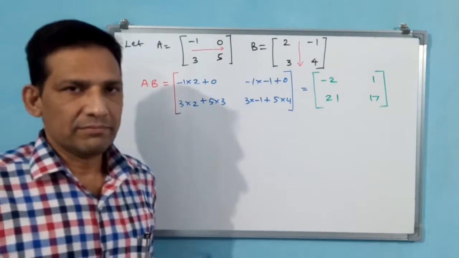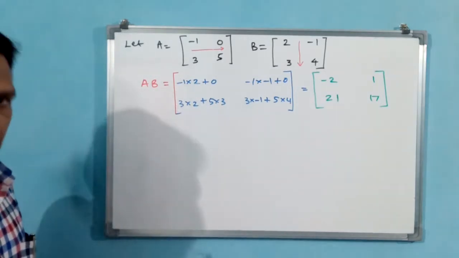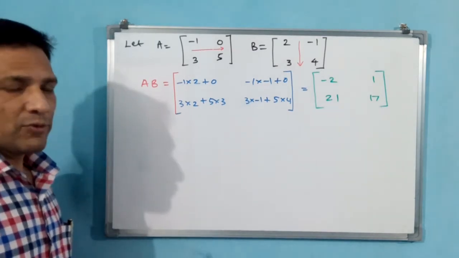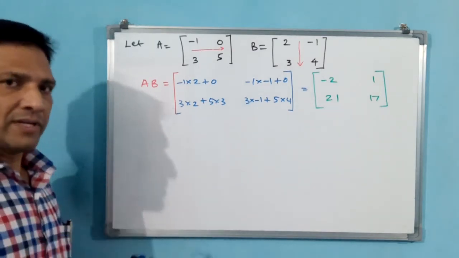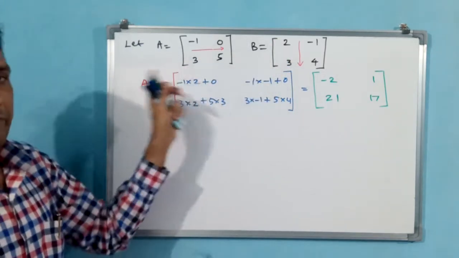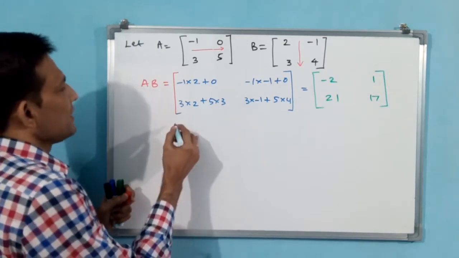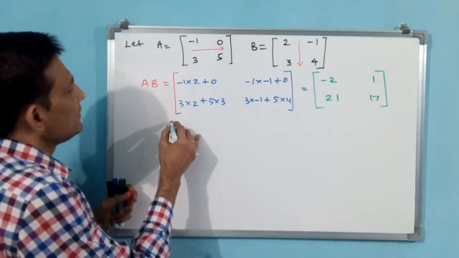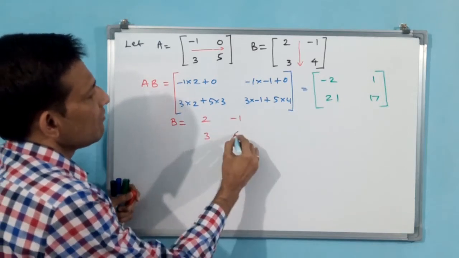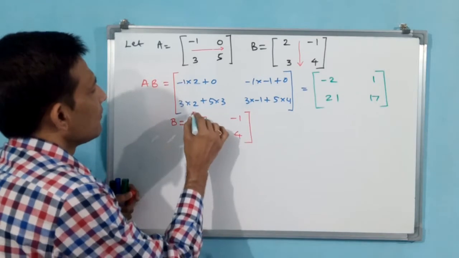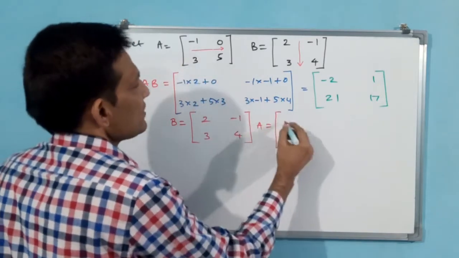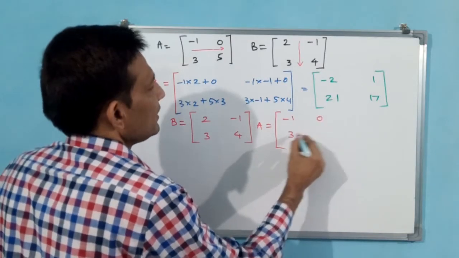Now this is AB. Let us see BA and we will compare whether AB is equal to BA or not. But see, while doing BA, always 100% you write B and A side by side. Don't take AB and make it reverse. That you are going to do mistake. Write down B is equal to 2 minus 1, 3 4. Okay. Now A is equal to minus 1 0, 3 5.